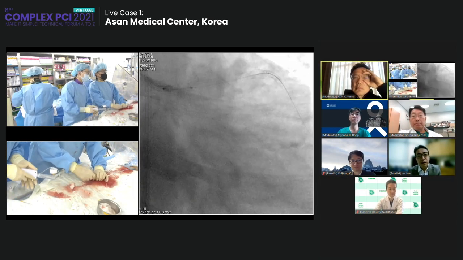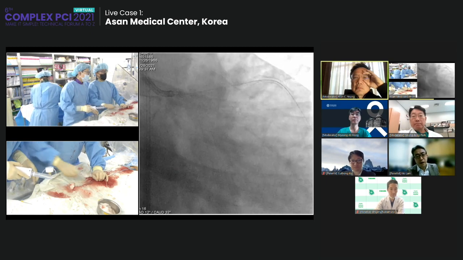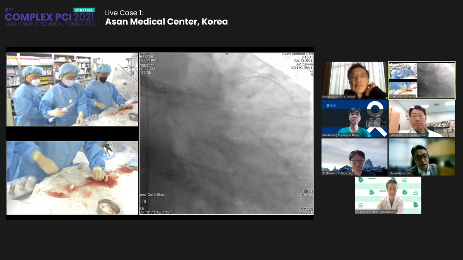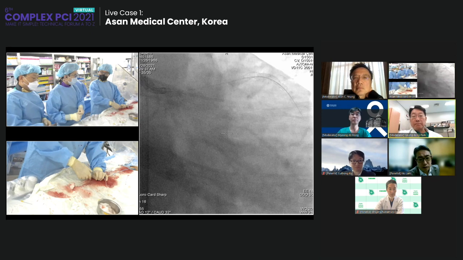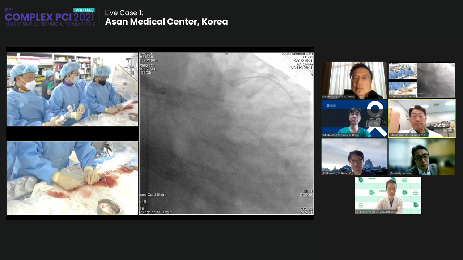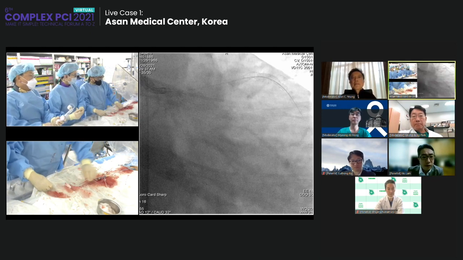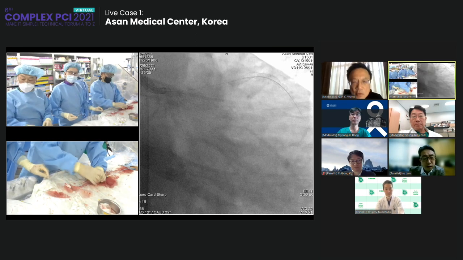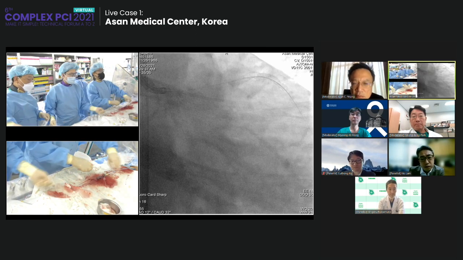And then we're going to use the giant long stent. Which one? 38. 3.5 by 38.